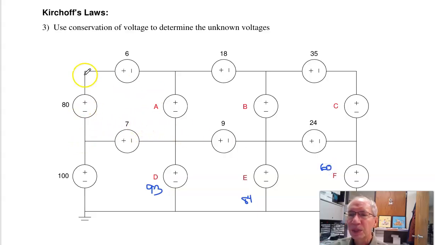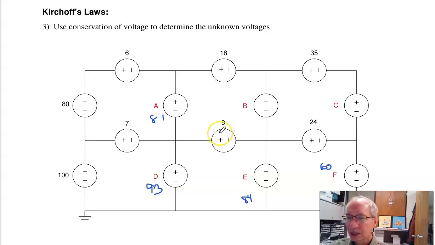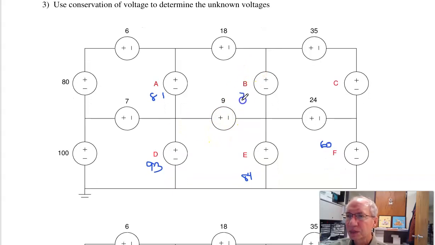Around this loop, minus 80 plus 6 plus A minus 7 equals 0. So that would be 81. Around this loop, minus 81 plus 18 plus B minus 9 equals 0. So what's that? That's 72. And then minus 72 plus 35 plus C minus 24 equals 0. This is 61.